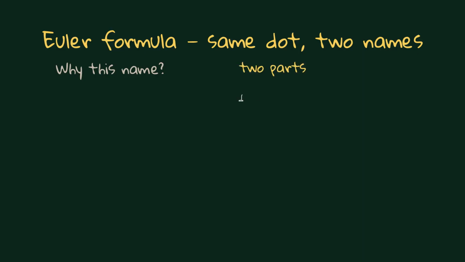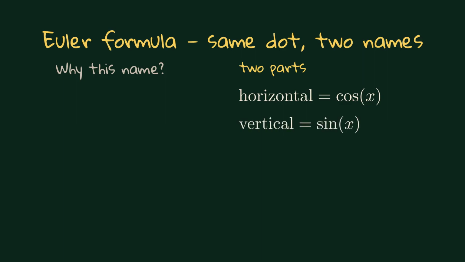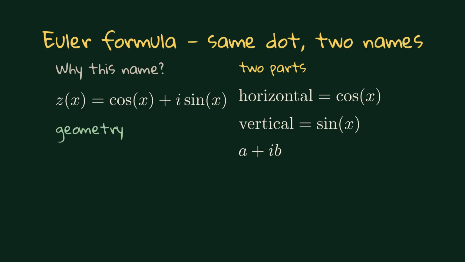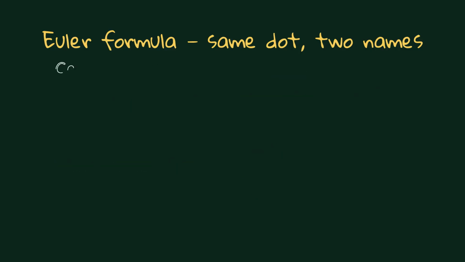Why that name? Because the point has two parts. Its horizontal part is cosine of x. Its vertical part is sine of x. In the complex plane, we write a horizontal part plus i times a vertical part. So the point at angle x is cosine of x plus i sine of x. That gives us two ways to speak about the same dot. One way is geometry. The other way is algebra.